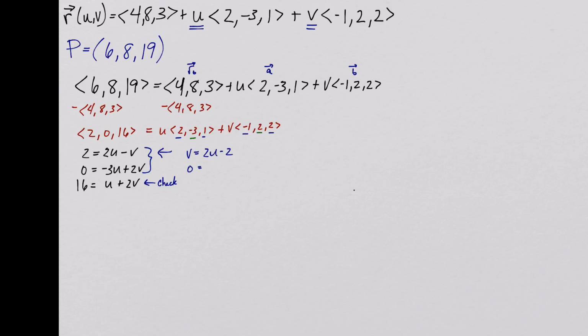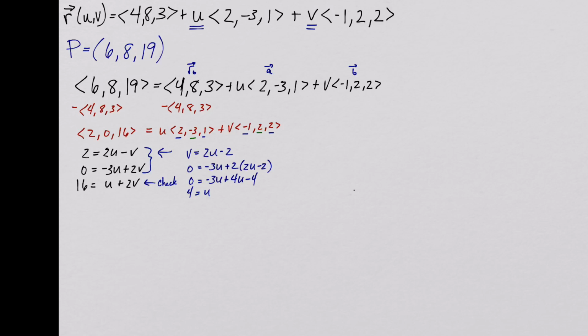0 is equal to negative 3u plus 2, and here we substitute our v value in, 2u minus 2. So that says 0 is equal to negative 3u plus 4u minus 4. So 4 is equal to u. Alright, so I've solved for u.